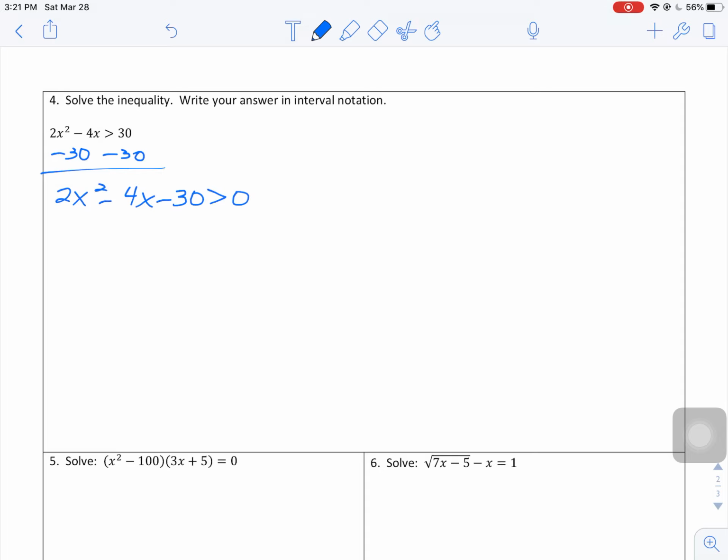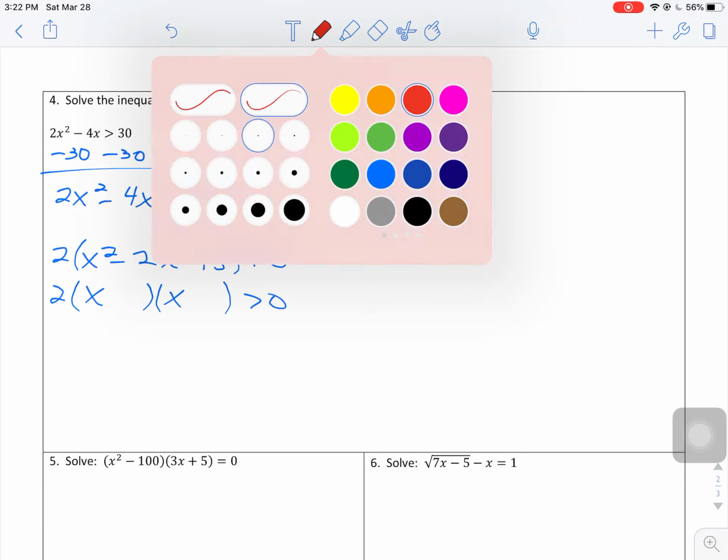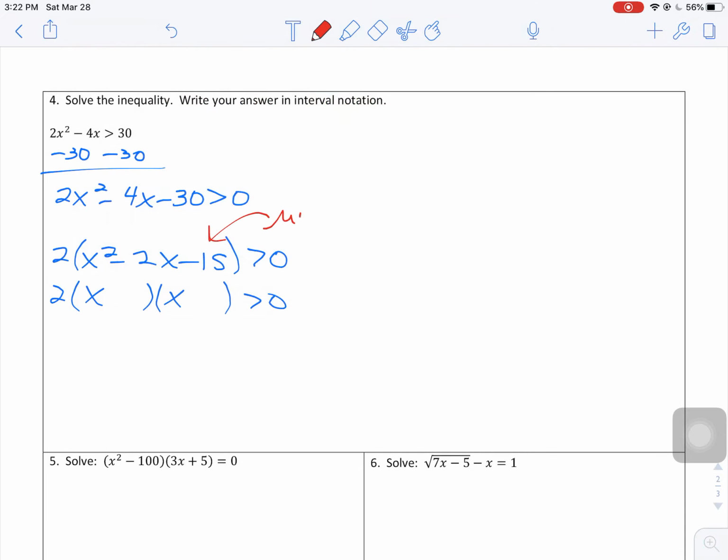And then I want to try to factor. So all of those terms are divisible by 2. So I'm going to factor out a 2, since that's our greatest common factor. And then looking at my leftovers in the parentheses, it's a basic trinomial. So when you're trying to factor a basic trinomial, you want to multiply to the number in the back, and then you want to add to the number in the middle. So I'm looking for 2 numbers that multiply to -15 and add to -2. So -5 times 3 is -15, and -5 plus 3 is -2.